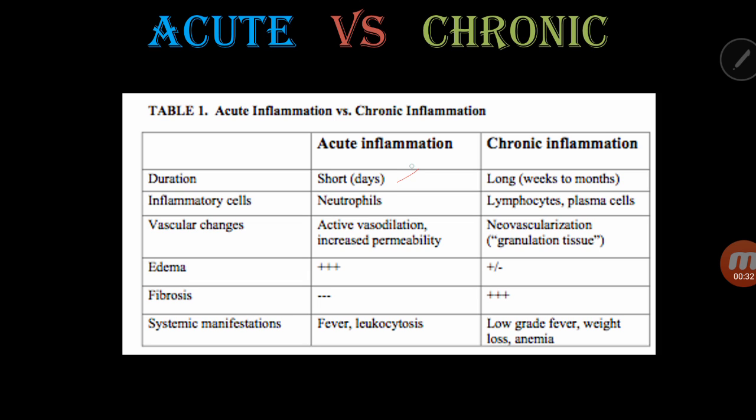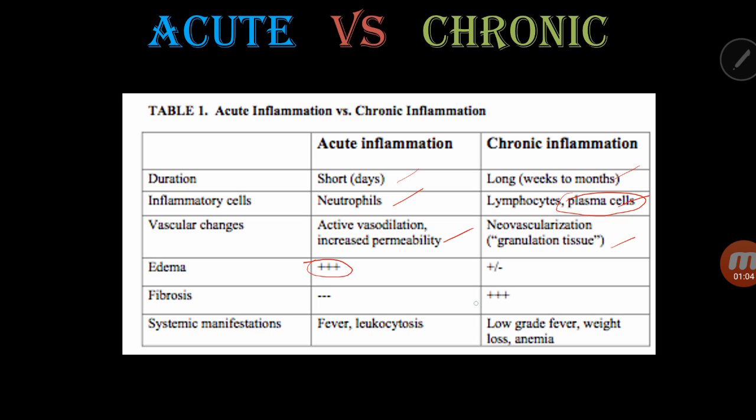As we know, acute inflammation is of shorter duration, and chronic is of longer duration. The inflammatory cells present in acute inflammation are neutrophils, whereas in chronic inflammation they are lymphocytes and plasma cells in particular. If you go into the vascular changes, in acute it will be vasodilatation, which increases the permeability, whereas in chronic inflammation it is granulation tissue formation by a mechanism called neovascularization.